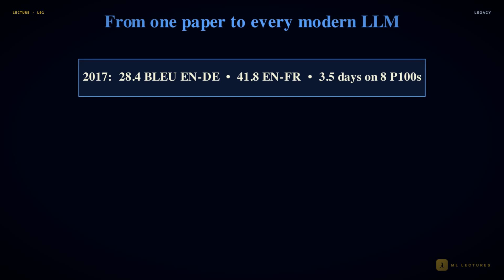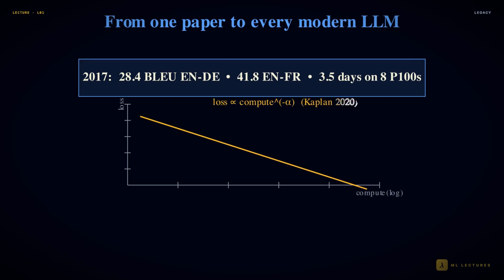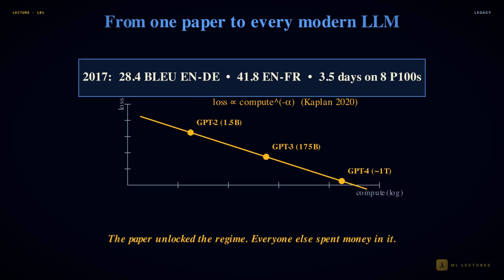3 years later, Kaplan and OpenAI published scaling laws. Loss decreases as a power law in compute, in data, and in parameters. Just throw more. GPT-2 was 1.5 billion parameters. GPT-3 was 175 billion. GPT-4 is in the trillions. Every chatbot, every coding assistant, every multimodal model, all downstream of this one architecture. The paper unlocked the regime. Everyone else found new ways to spend money in it.